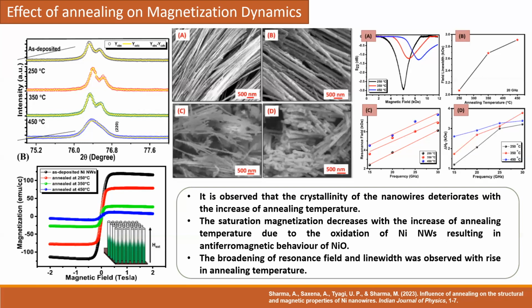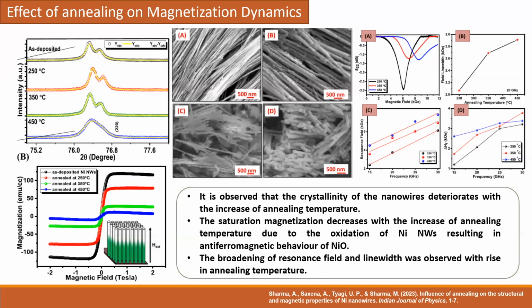A larger alpha value will make the precession die out sooner, so it will take less time to come to its equilibrium position. So the annealing causes the line width to become larger, and as a result, it will cause the Gilbert damping constant to become larger.